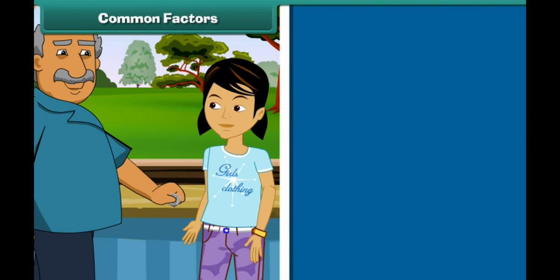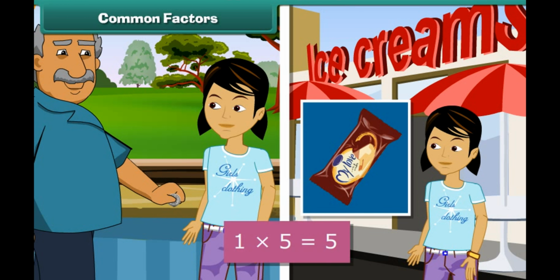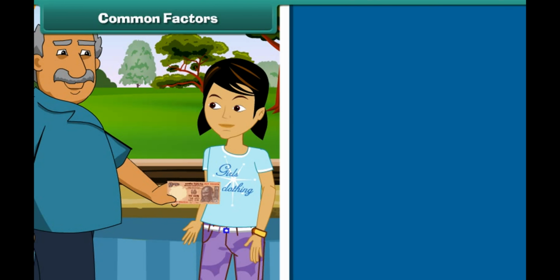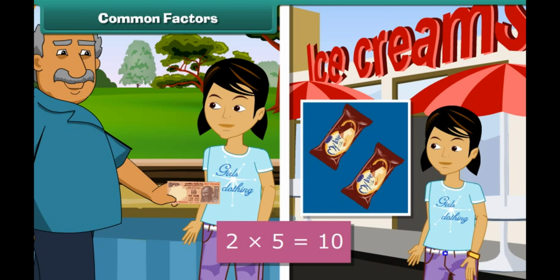Common factors. Prerna's grandfather gives Prerna 5 rupees for ice cream. She rushes to the ice cream parlor and buys her favorite orange bar for 5 rupees. We can express it as 1 multiplied by 5 is equal to 5. A week later, he gives Prerna 10 rupees. This time, she buys 2 orange bars. We can express it as 2 multiplied by 5 is equal to 10.